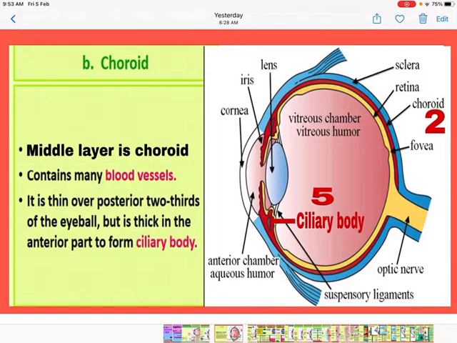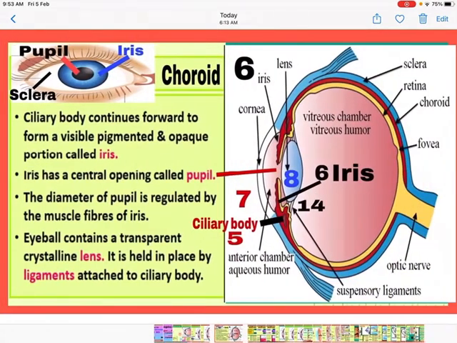Let us see some more details about choroid. See labeling 5, it is ciliary body, and labeling 6 is iris. Ciliary body continues forward and form iris, and in the center of iris, labeling 7, it is pupil. It is the opening in iris.